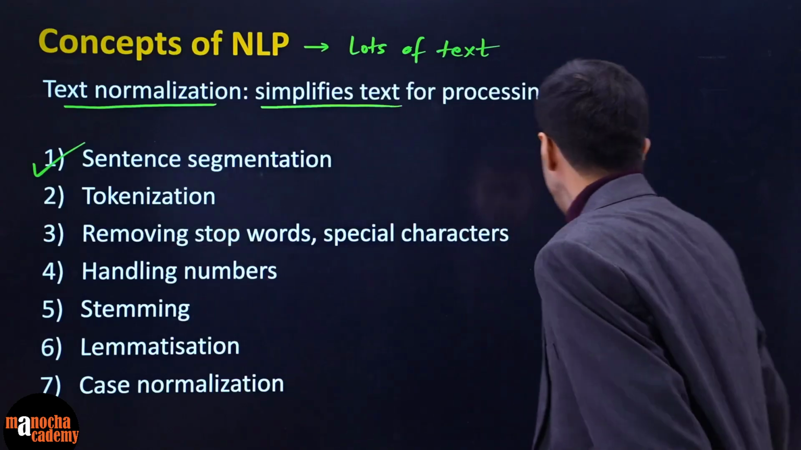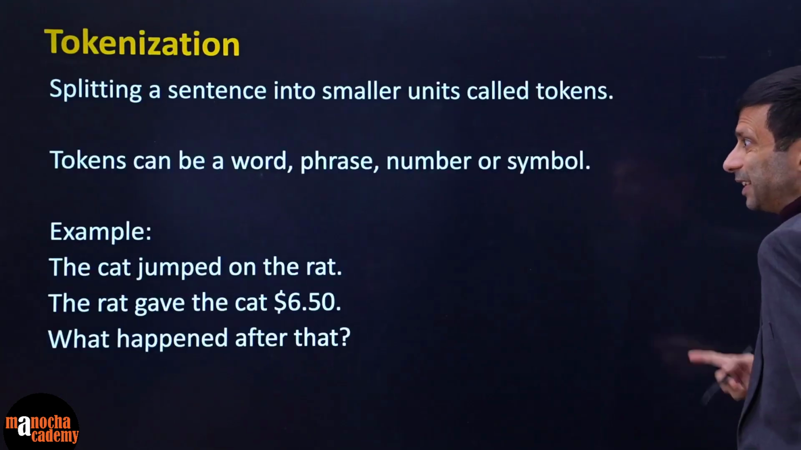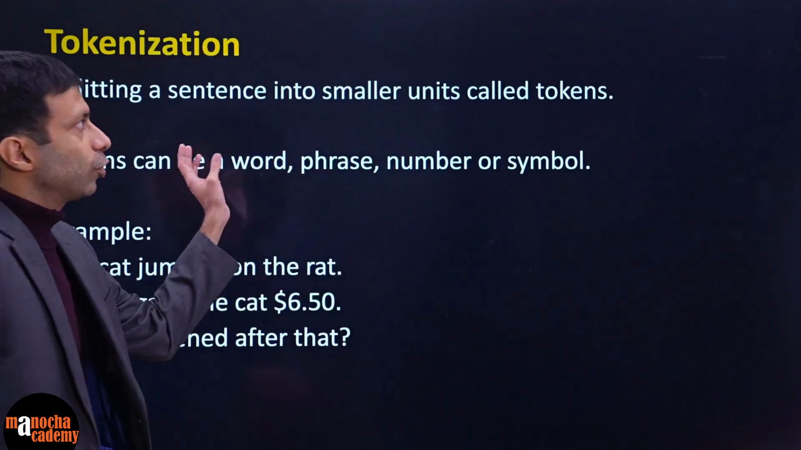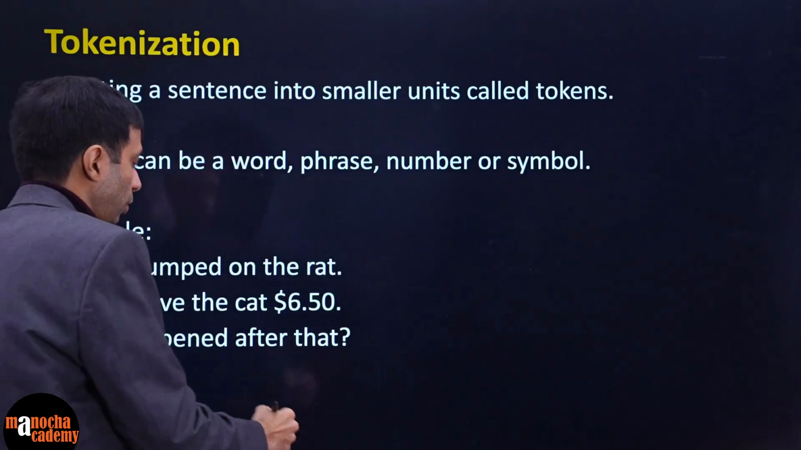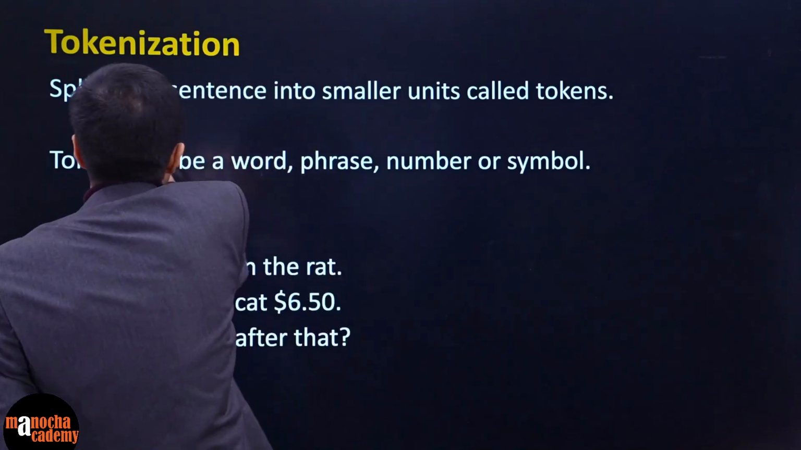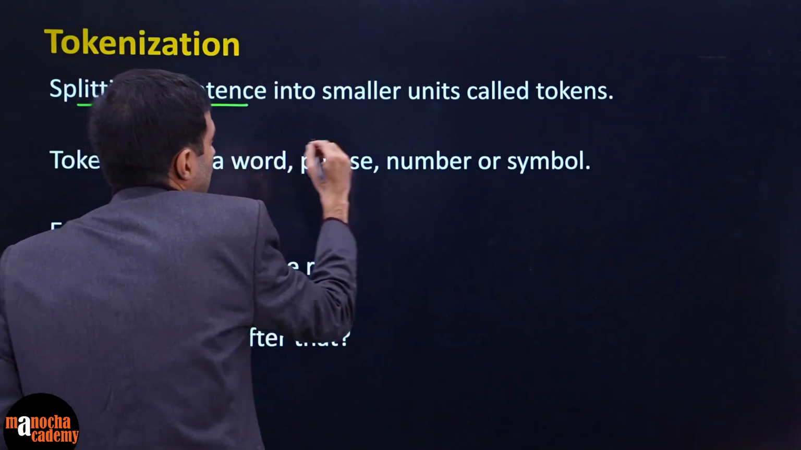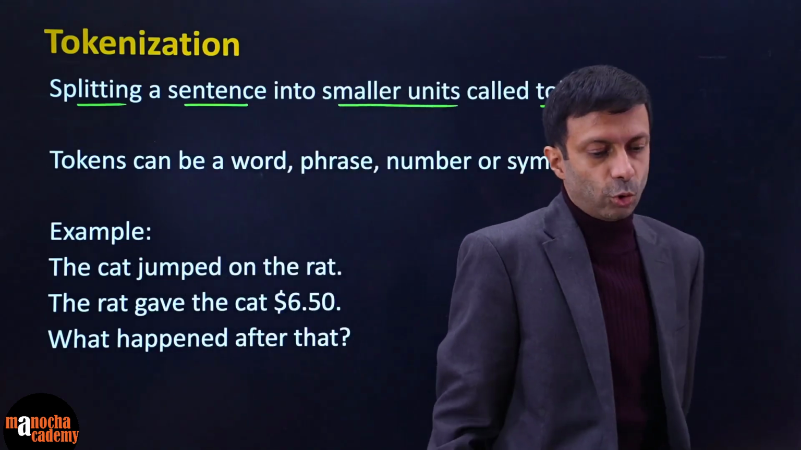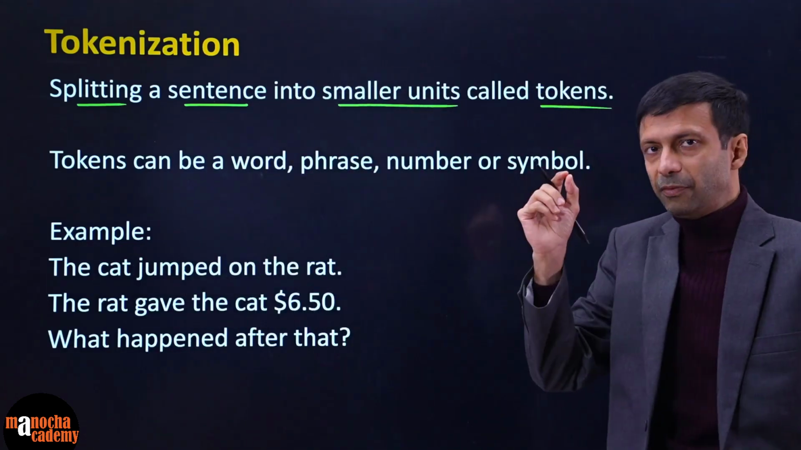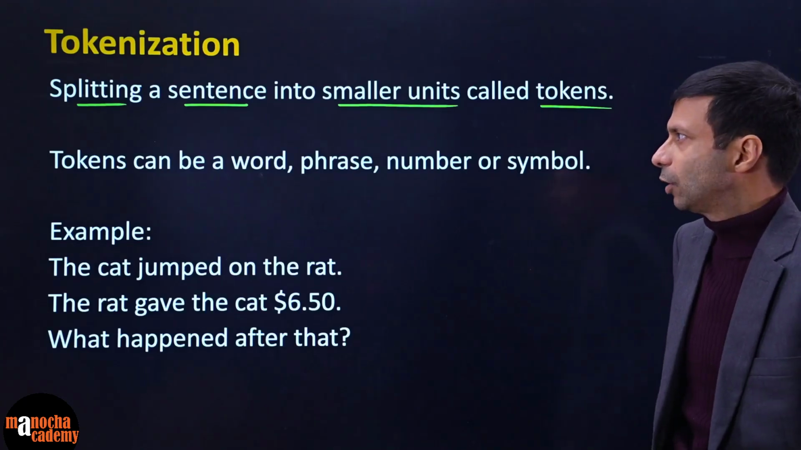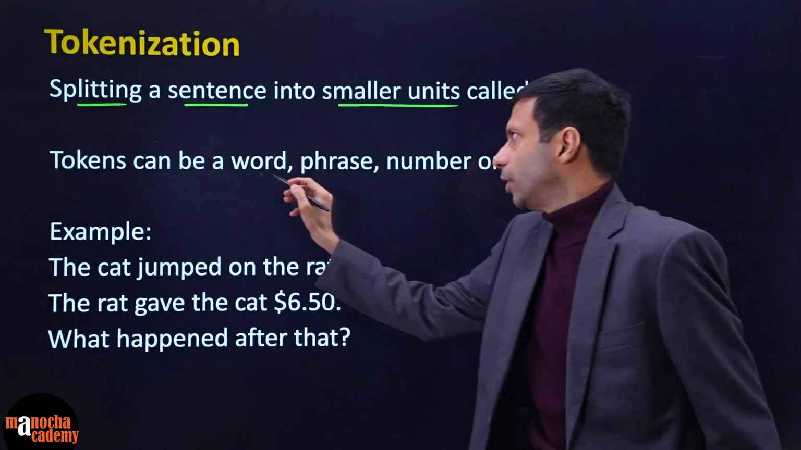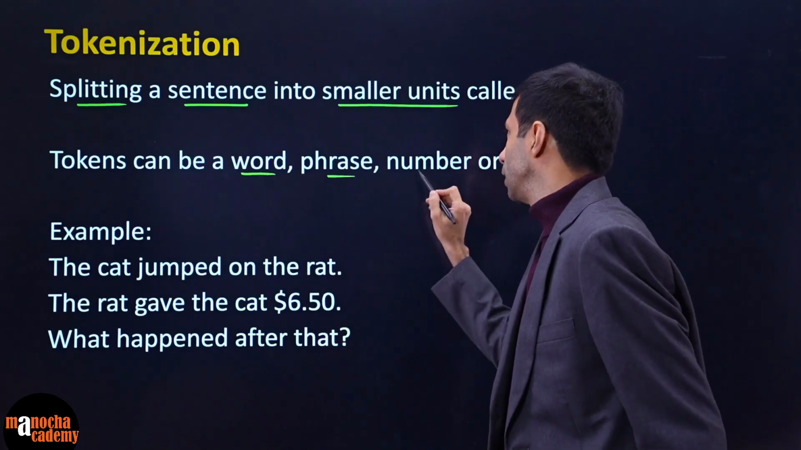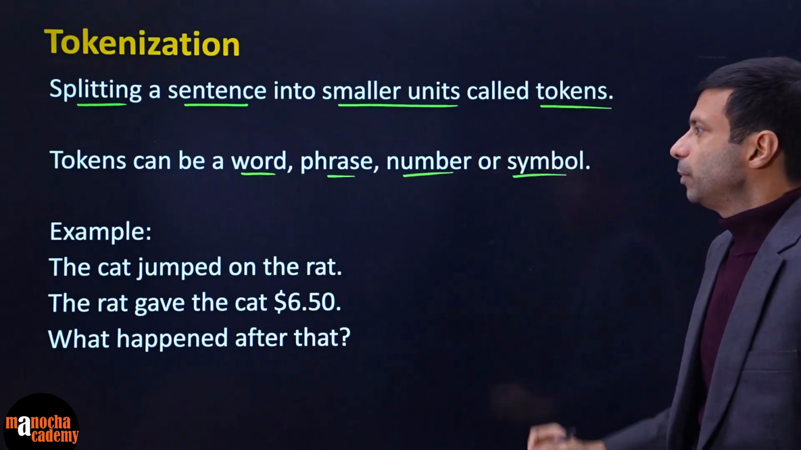Next, let's go for tokenization. Once the sentence has been broken down, you split the sentence into smaller units, what we call tokens. The second step is splitting your sentence into small units called tokens. The word token we have used in programming also, right? Every word of a program we call a token. So tokens can be words, the simplest one is a word. It could also sometimes be a phrase or a number or some symbols.